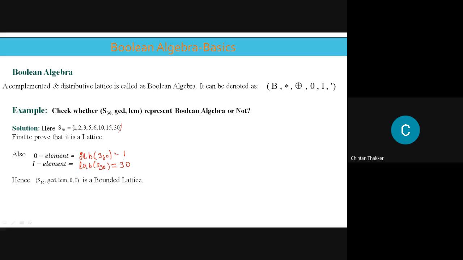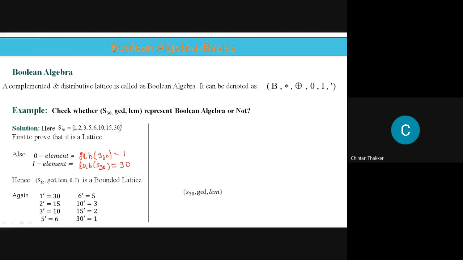Now we have to check whether a dash exists or not. For the dash, 1 dash is 30. We already found in the last lecture that if we take the GCD of 1 and 30, we have 1, and the LCM of 1 and 30 is 30. So 1 dash is 30, 30 dash is 1.